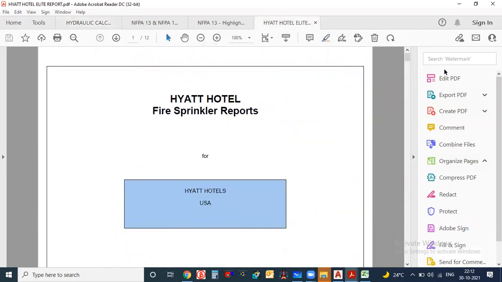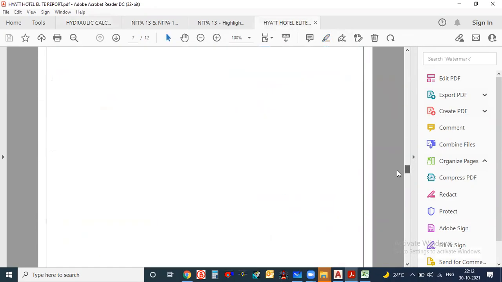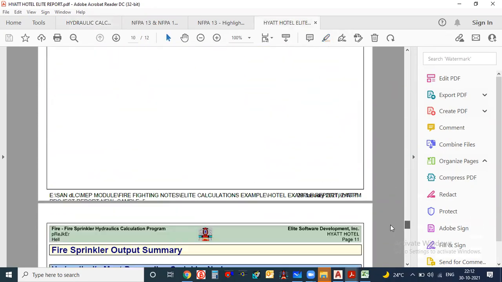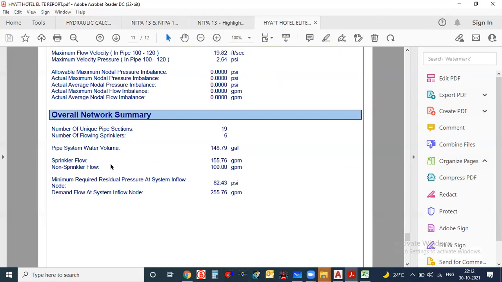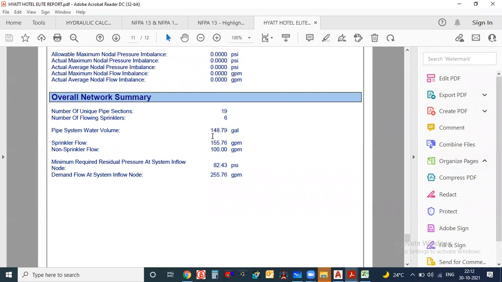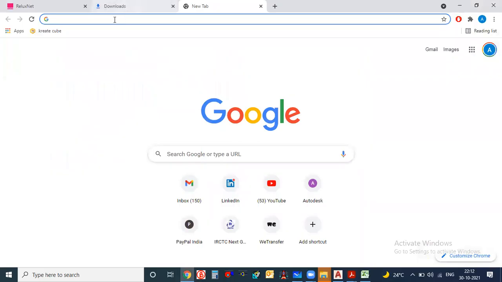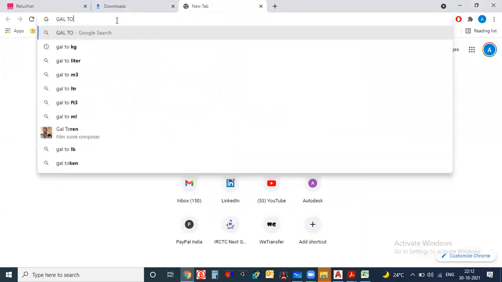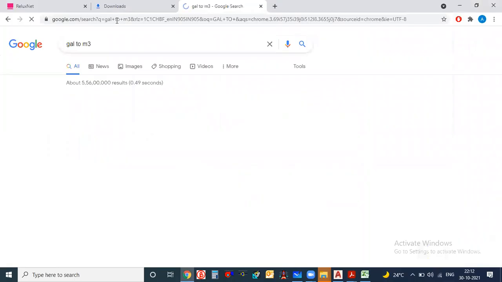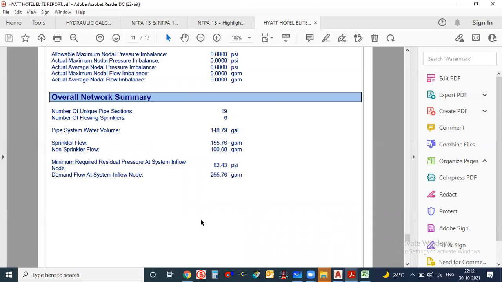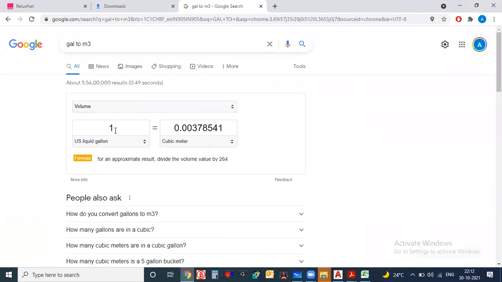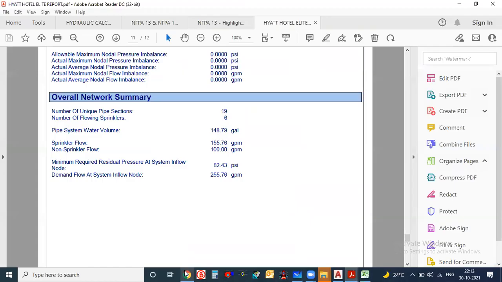See, when you open the Allied report, everything will be done systematically. And here they will give you the water requirement also. Like the sprinkler, see here, the pipe system water volume will be given, 148 gallon. Now if I want to convert gallon into cubic meter, I can convert that value also, because here they have already given it. So that way we can get the tank capacity.